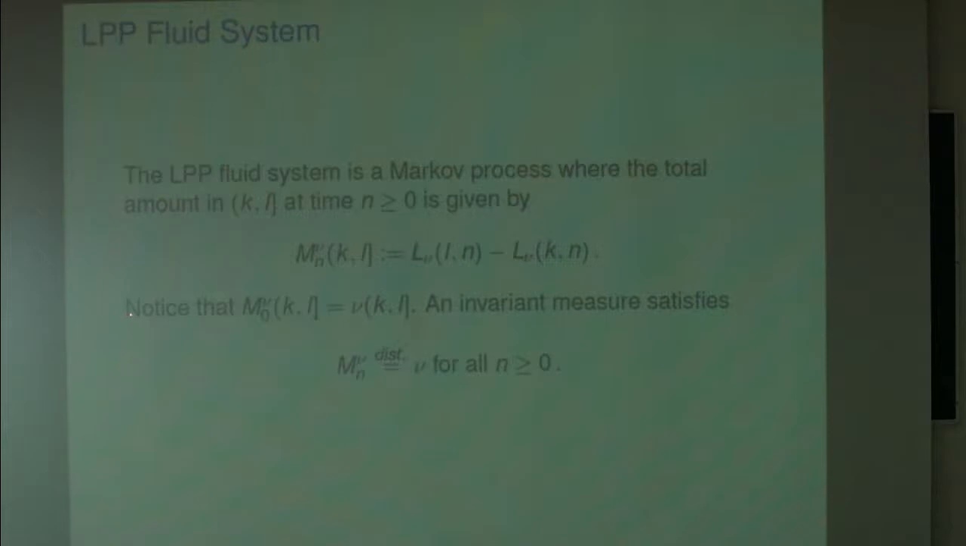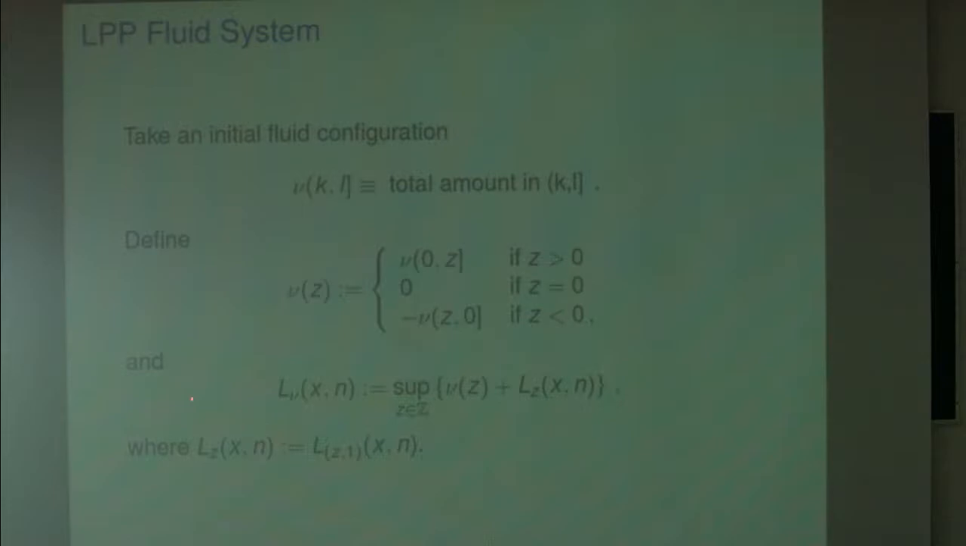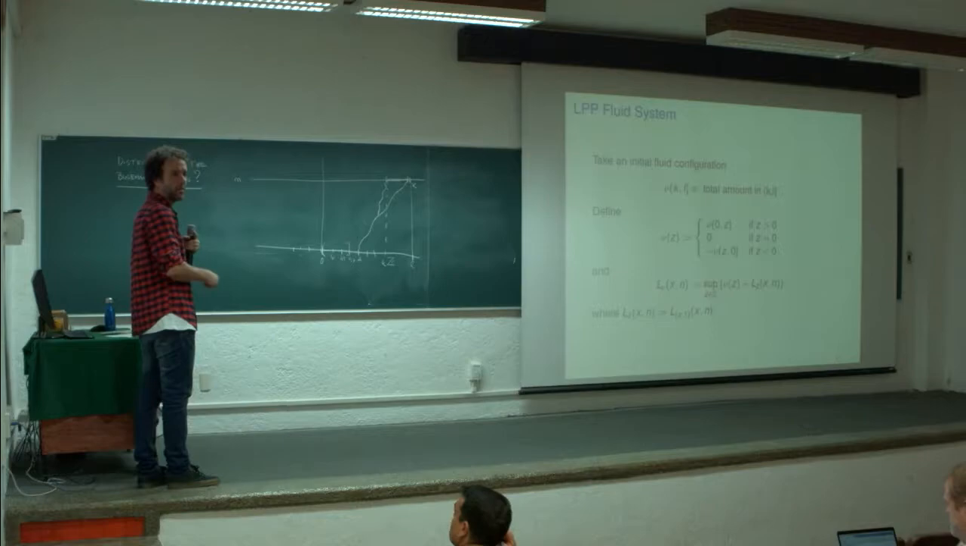And we say that the initial measure is invariant for this system if you have this invariance. If the distribution of M_N nu is equal to the distribution of nu for all N bigger than zero. If you evolve the system, you don't change the initial distribution. Of course, as I say, this is not well defined for all nu. So you have to assume that when you go to minus infinity, you have to pay at least something. Otherwise, you would just go to minus infinity forever, and then L will be infinite.